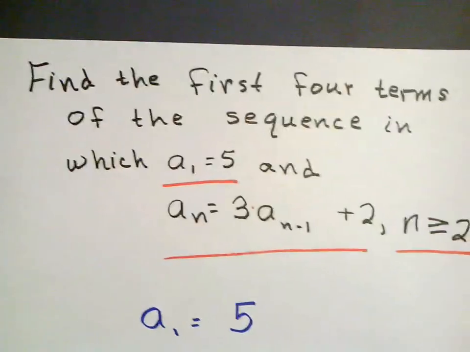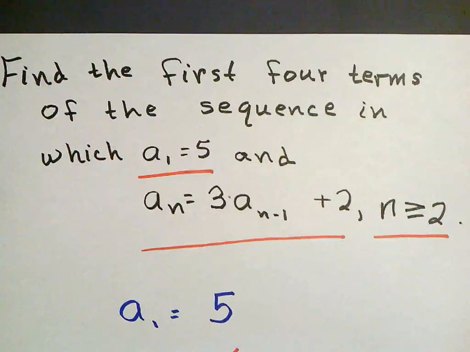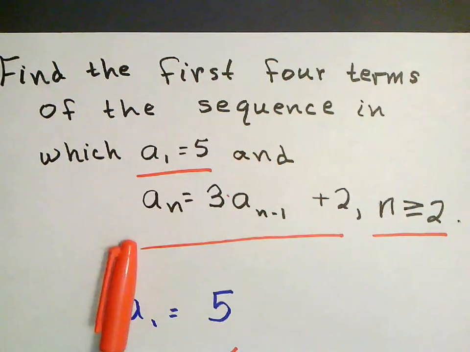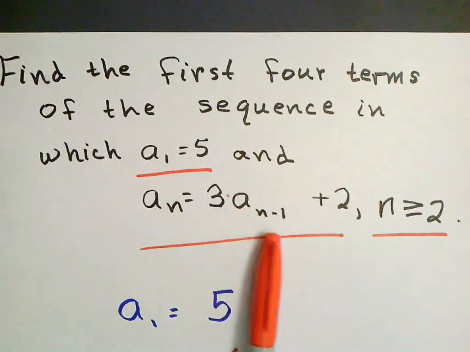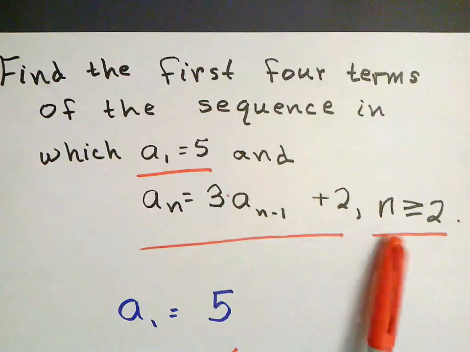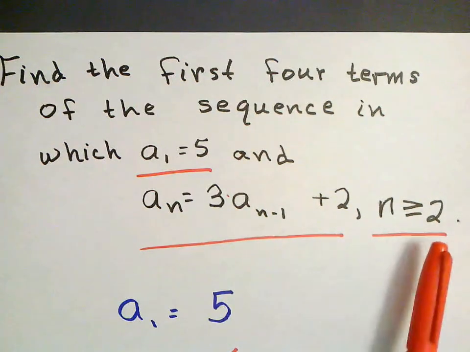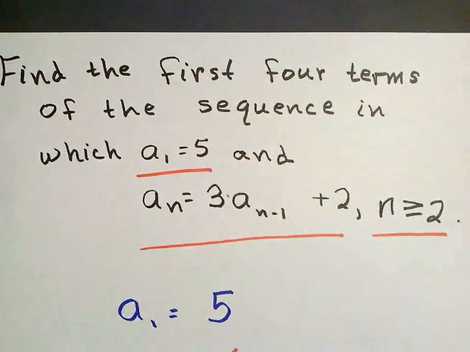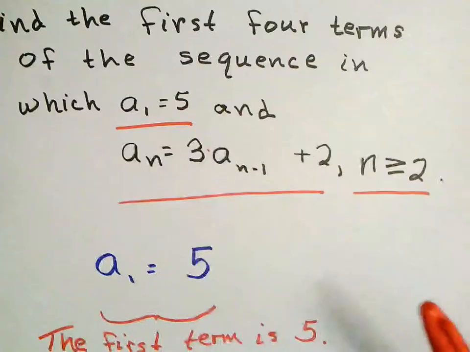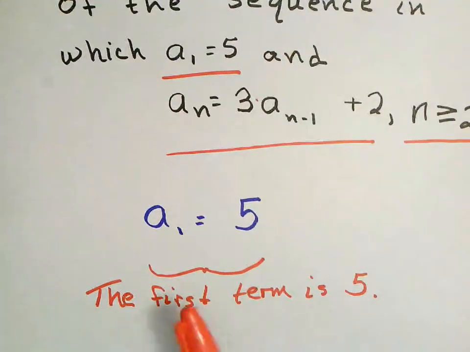Let's look at an example. We would like to find the first 4 terms of the sequence in which the a sub 1 term is known to be 5. Then we're going to use the formula for the nth term. It's going to be 3 times a sub n minus 1 plus 2, where the n is greater than or equal to 2. It's greater than or equal to 2 because we already have the a sub 1 term. So we know that the first term, a sub 1, is equal to 5.